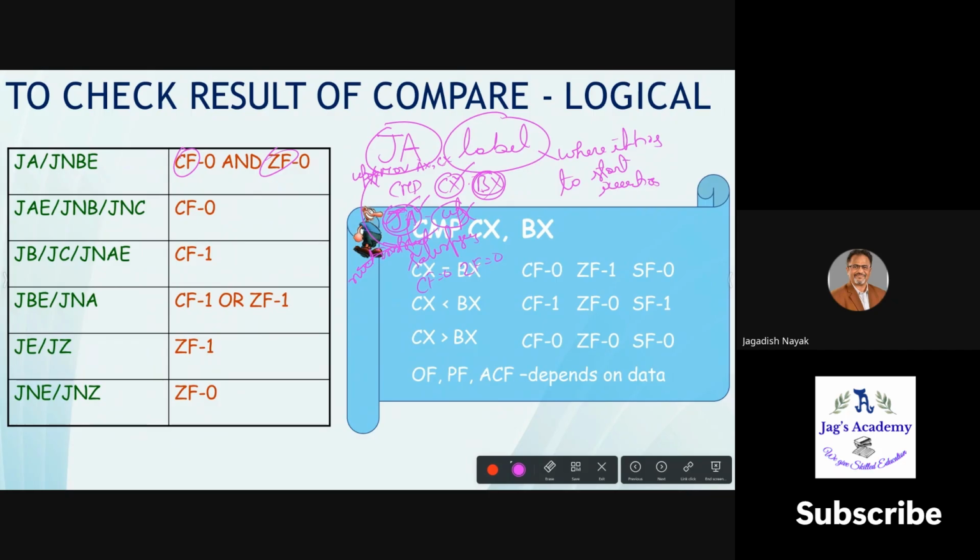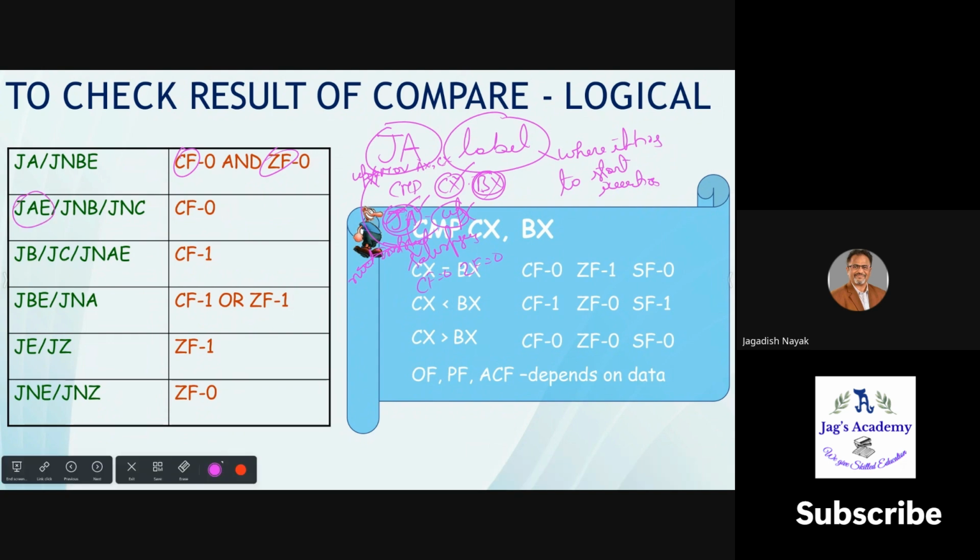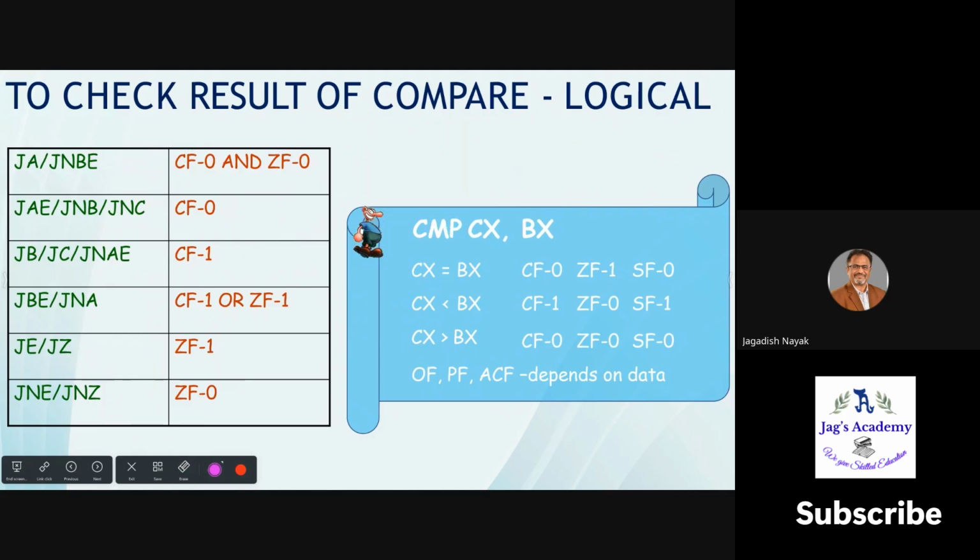Jump on above or equal. You normally use this in if A is greater than or equal to B. Same thing. Jump on above or equal. That is JAE.